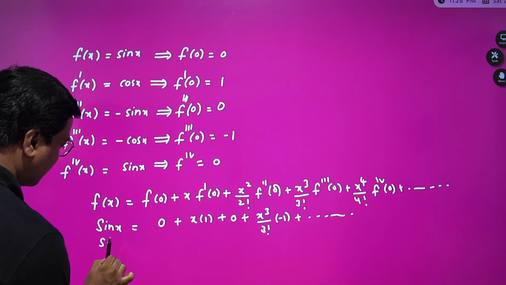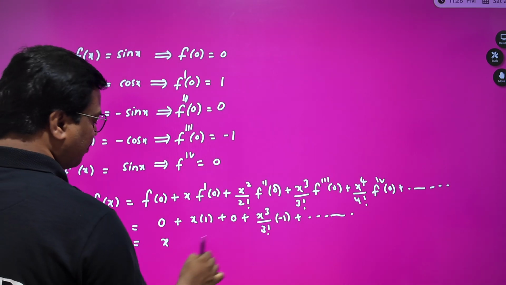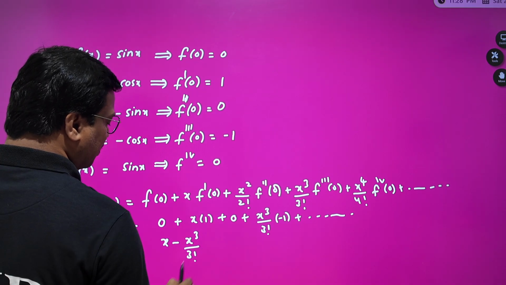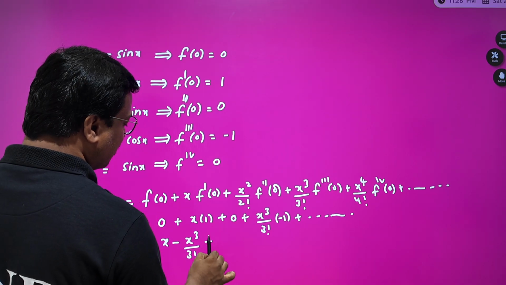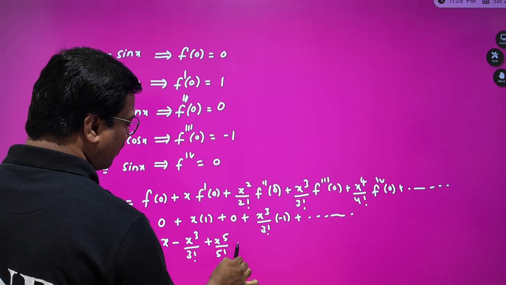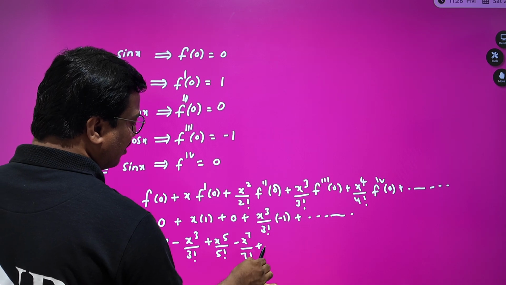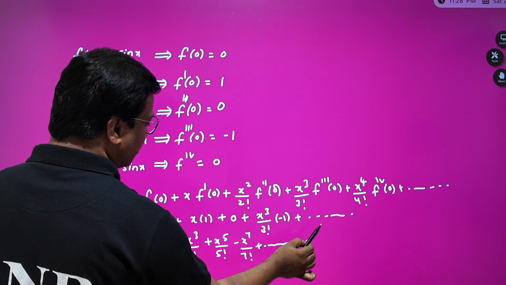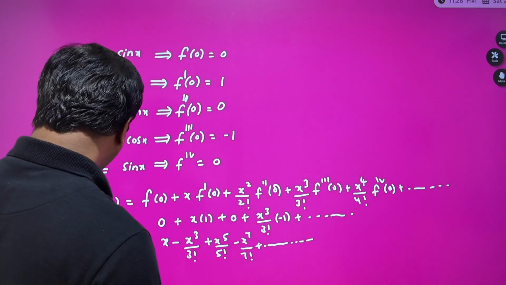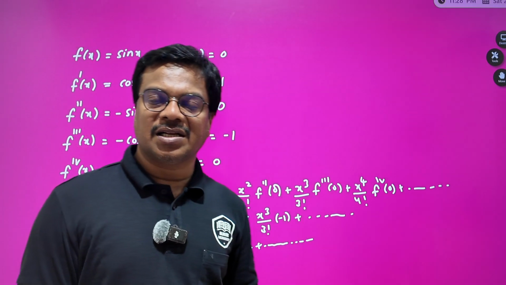Therefore the expansion of sin x: first term x, next term with a negative sign, x cube by 3 factorial, and then you can guess the terms plus x power 5 by 5 factorial, after that minus x power 7 by 7 factorial plus and so on. So this is the expansion of sin x. In the same way you can find the expansion of cos x also.